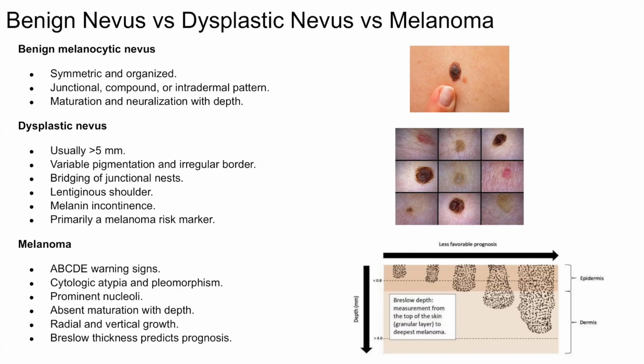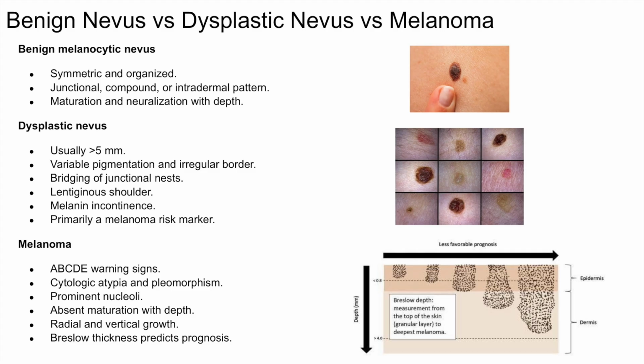All right, so think of these lesions as a progression in architectural disorder, although a dysplastic nevus does not inevitably become melanoma. A benign nevus is symmetric and organized, may be junctional, compound, or intradermal, and shows maturation with depth as cells become smaller, less pigmented, and sometimes neurotized.